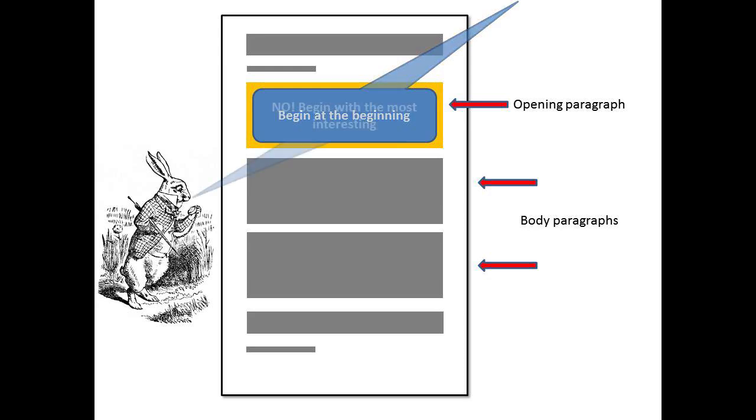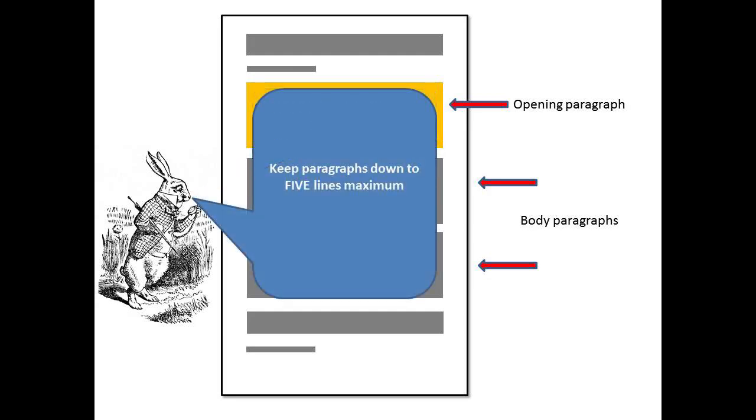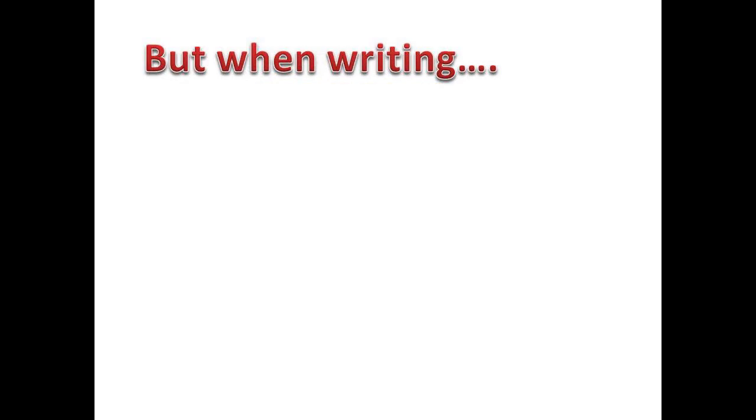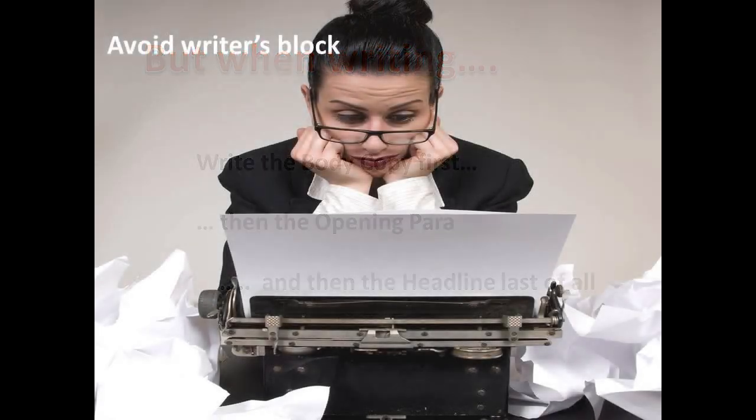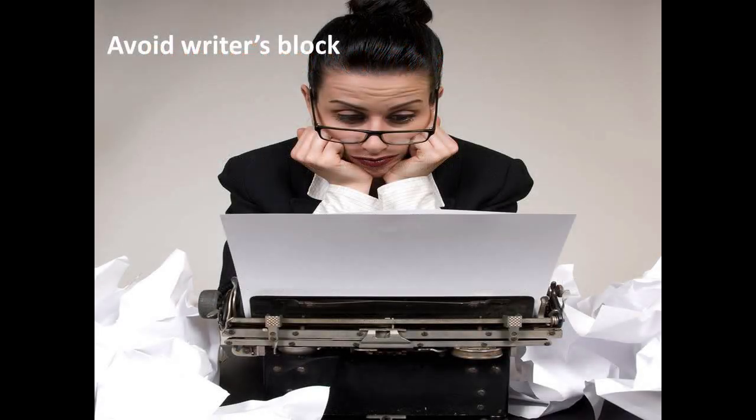Instead of writing sequentially, we start with the most interesting material at the beginning, the opening paragraph, followed by the next most interesting, and so on. As to length, keep paragraphs to 5 lines maximum. But when it comes to crafting the press release, I recommend you write the main body paragraphs first, and then go back and write the opening paragraph afterwards. In fact, I suggest you do exactly the same with your headline. Write it after you've written the main part of the release. That helps to overcome writer's block, sitting for hours at a blank screen, unable to come up with a headline.